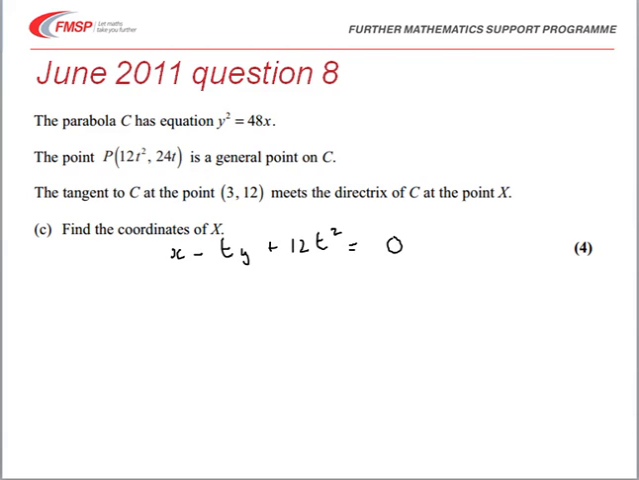The final part of the question says that we have a tangent at a specific point now, 3, 12, and that meets the directrix at a point X, and we're asked to find the coordinates of X. Well, starting off with the equation of the tangent that we found in part B of the question, and the fact that x is equal to 3 and y is equal to 12, well, from that we can see that x equals 3 and 12t squared, which means that t is equal to 1/2.